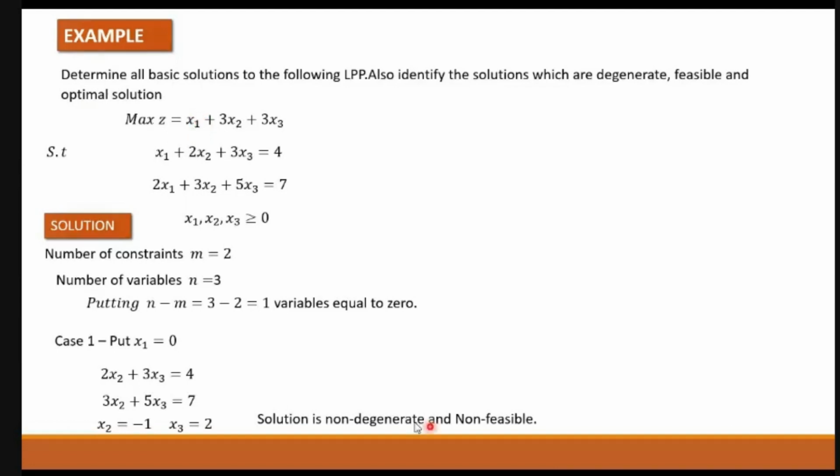ये पहला केस हो गया. सेकेंड केस में पुट x2 इक्वल टू 0. तो पहले केस में x1 इज अ नॉन बेसिक वेरिएबल, x2 x3 इज अ बेसिक वेरिएबल. ठीक है ना. सेकेंड केस में x2 को 0 पुट करेंगे, सॉल्विंग फॉर x1 एंड x3. In the second case, case 2, put x2 equal to 0. When x2 is 0, I will get x1 and x3 equations: x1 plus 3x3 equal to 4 and 2x1 plus 5x3 equal to 7. Solve for x1 and x3.